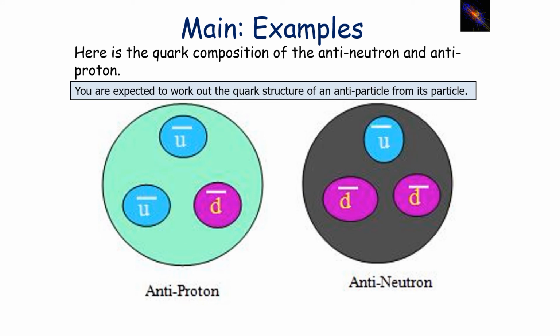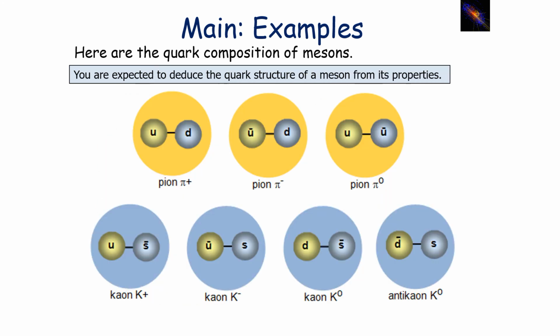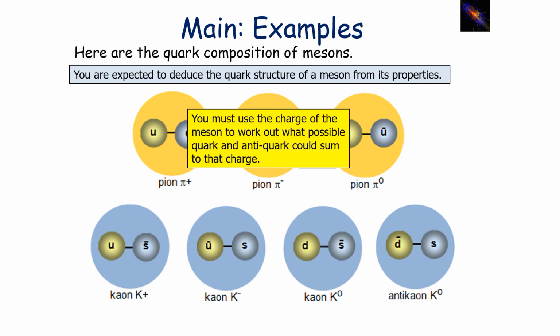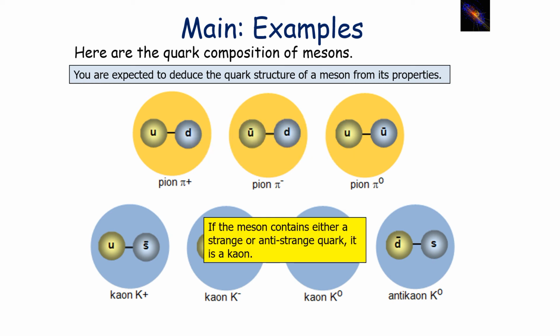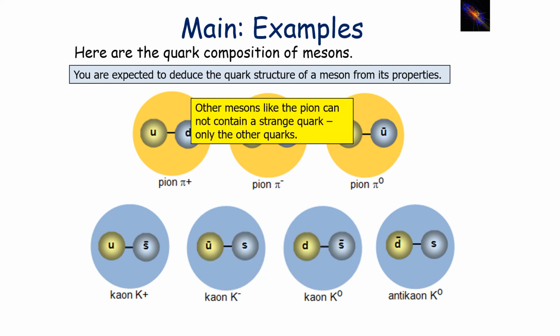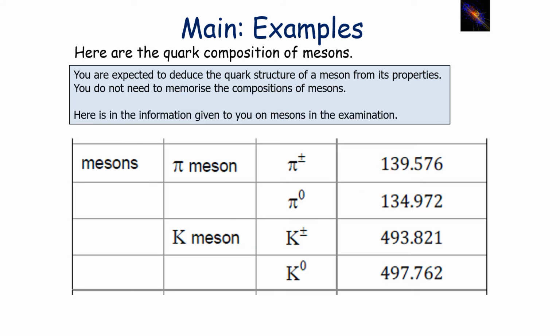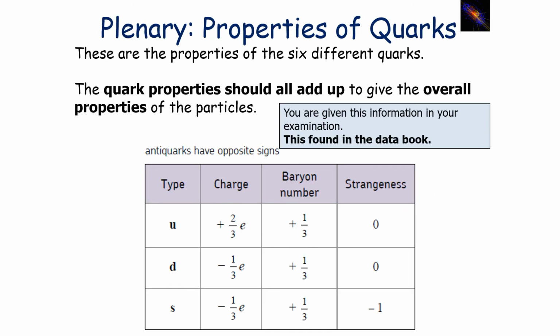Now again, you can work out your antiparticles from the opposite structure of your normal particle, and you can deduce the structure of a meson from its properties. So you must work out the charge of a meson to work out what possible quark antiquark could sum together to that charge. If the meson contains either a strange or an anti-strange quark, it's a kaon, and the only meson which can have strange quarks is a kaon. Other mesons like the pion cannot contain a strange quark, only the other quarks. So you can deduce them from the information given to you in your data book.